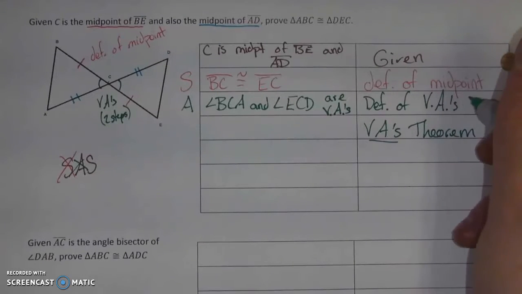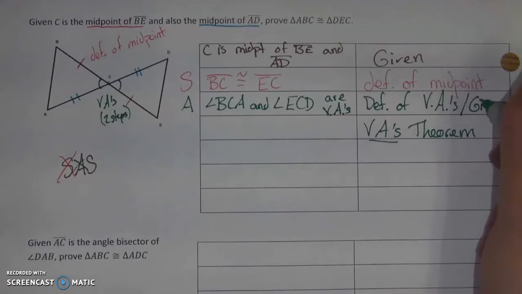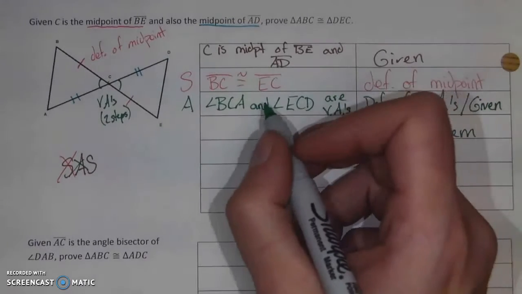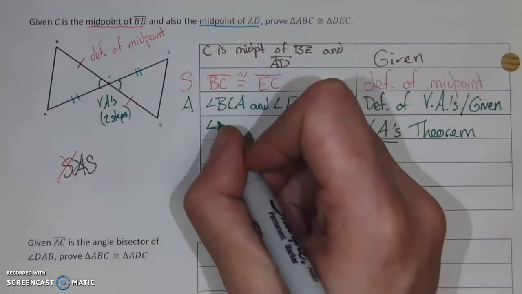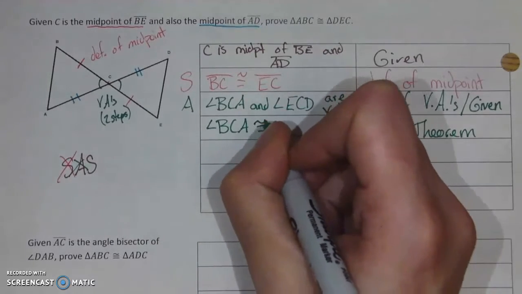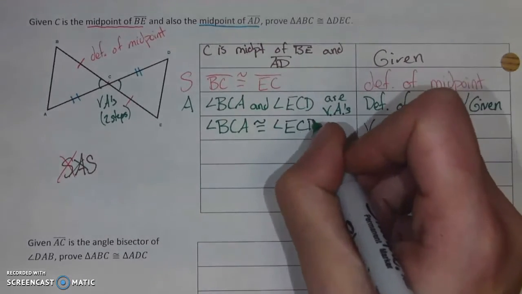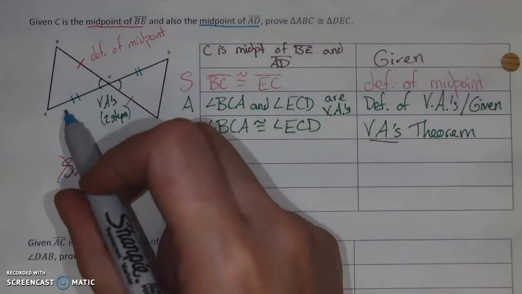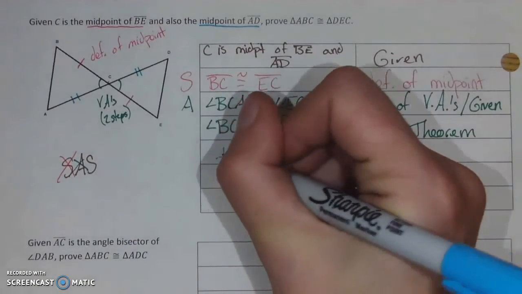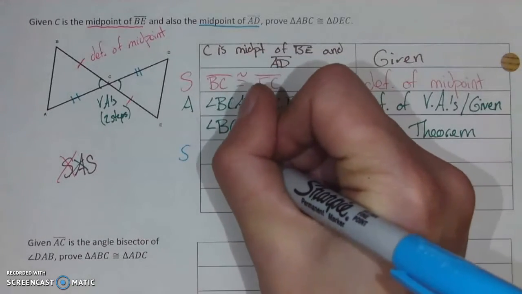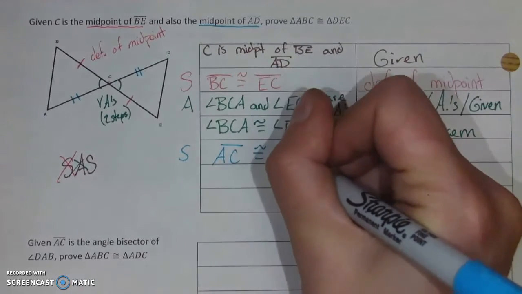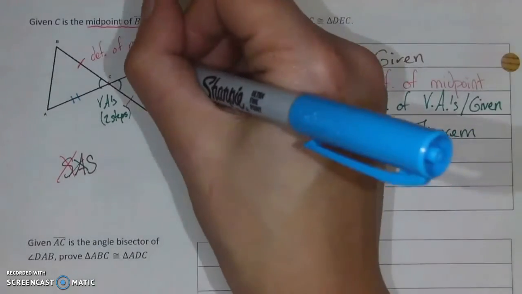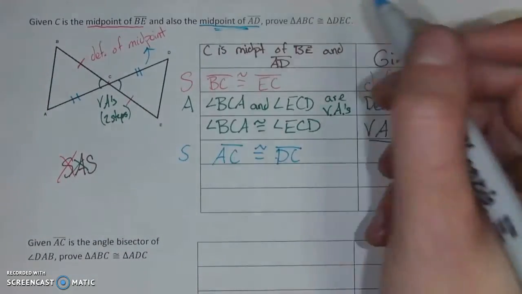And according to like our shortcuts, we're allowed to just say that one's a given if you would like. Now that we know that they are vertical angles, we can go ahead and use that vertical angles theorem to say that they are congruent to each other. And I've taken care of the angles. That leaves me with my final side. AC is congruent to DC. And that, of course, is according to the definition of midpoint, which I got out of my givens.